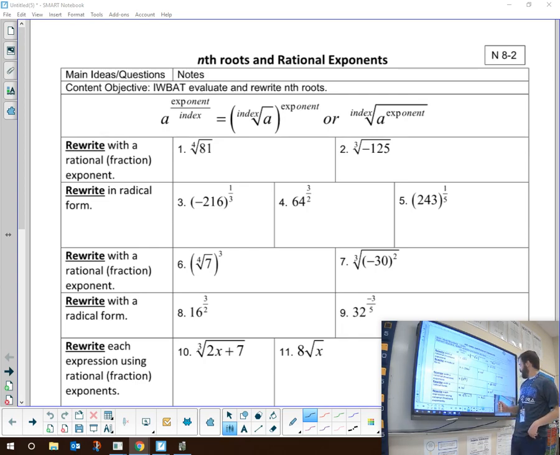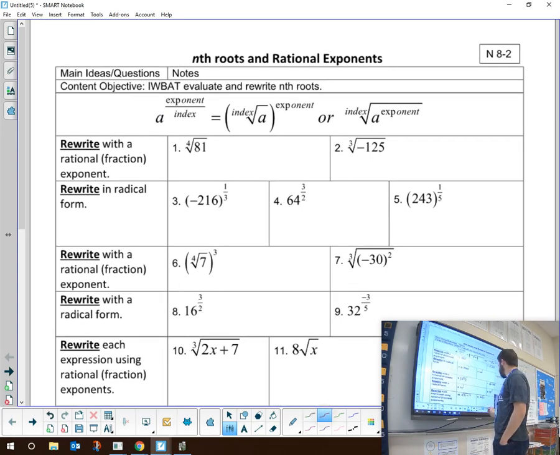So, for instance, here is my base. And then if we have a fraction as an exponent, the top of the fraction is the exponent part. That's the power. And whatever the bottom is, is the index to my root. Whatever the bottom is, is the number that's outside of my root. Whatever the top is, is the exponent that it can be raised to.